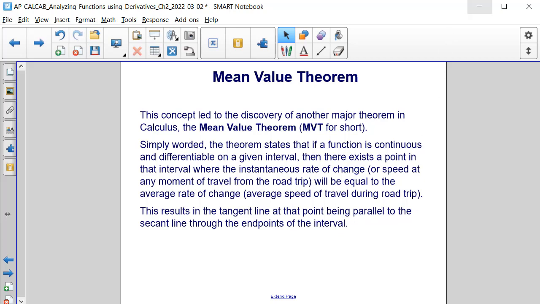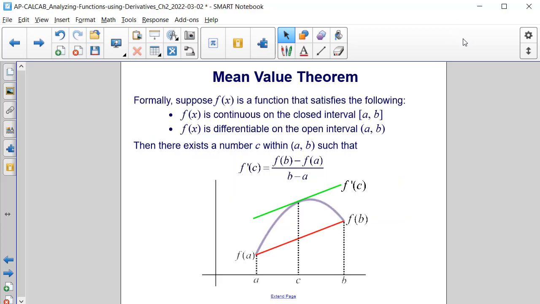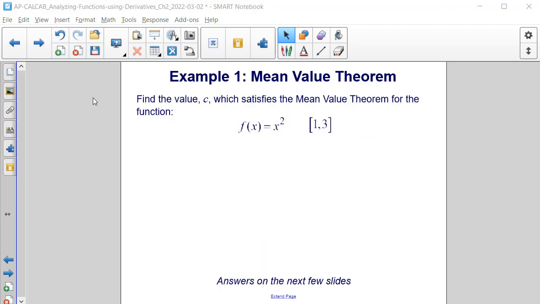This results in the tangent line at that point being parallel to the secant line through the endpoints of the interval. Formally speaking, suppose f of x is a function that satisfies the following. f of x is continuous on the closed interval from a to b, and f of x is differentiable on the open interval from a to b. Then there exists a number c within a and b such that f prime of c is equal to f of b minus f of a over b minus a.